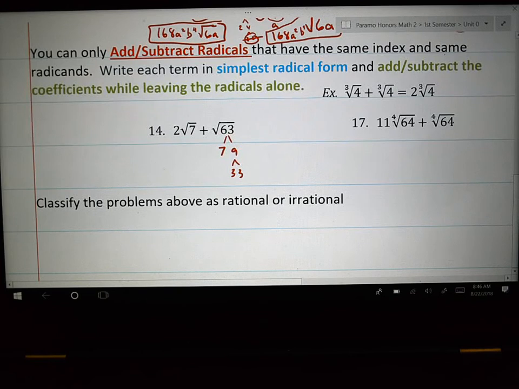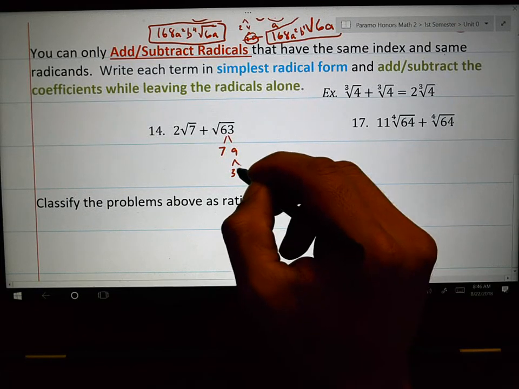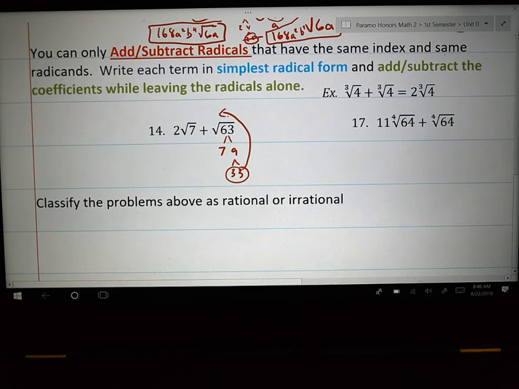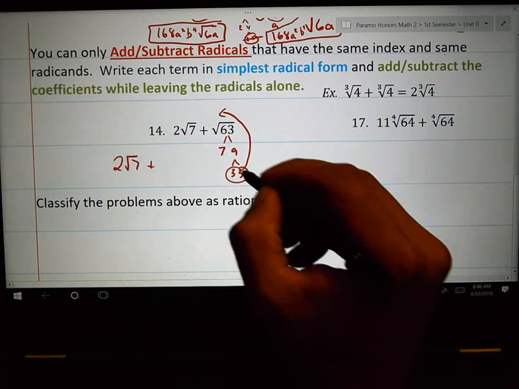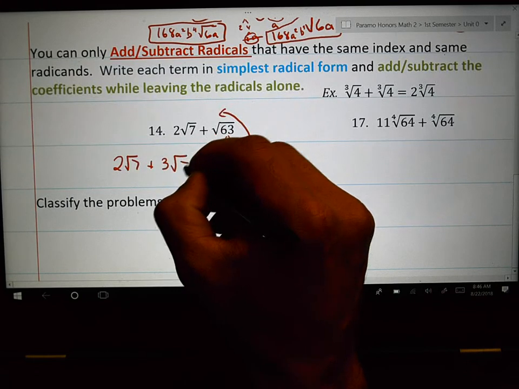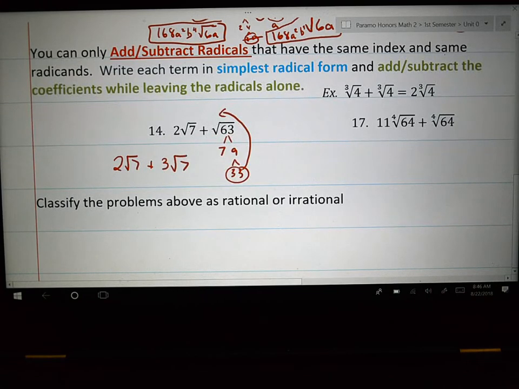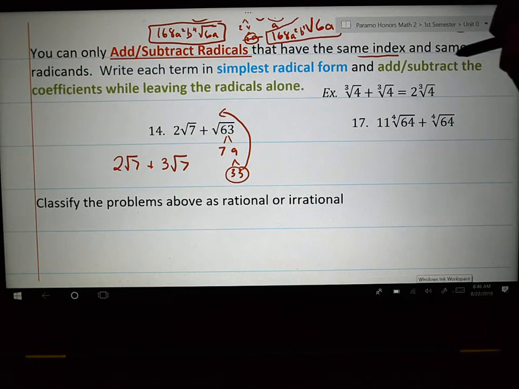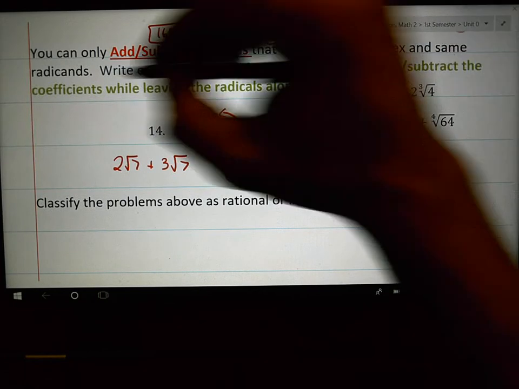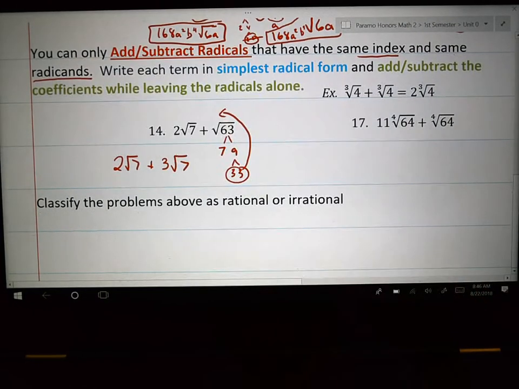Does that root 63, does it simplify? How could I write root 63? Is that the same thing as something else? I think you guys hopefully will see it. This is 2 root 7 plus, what does that make? 3 root 7. Now we have the same index and the same radicand. We can add them together.